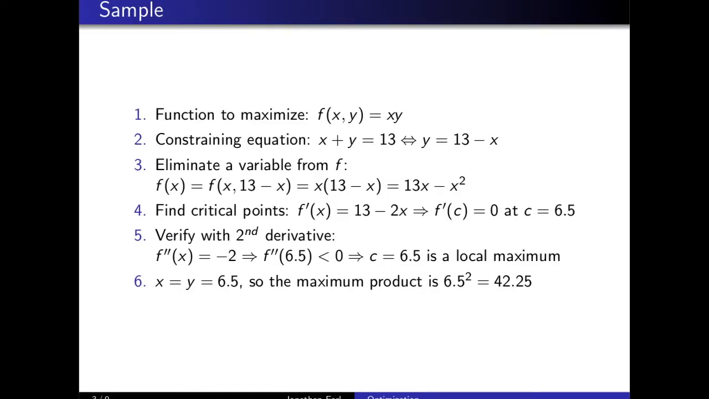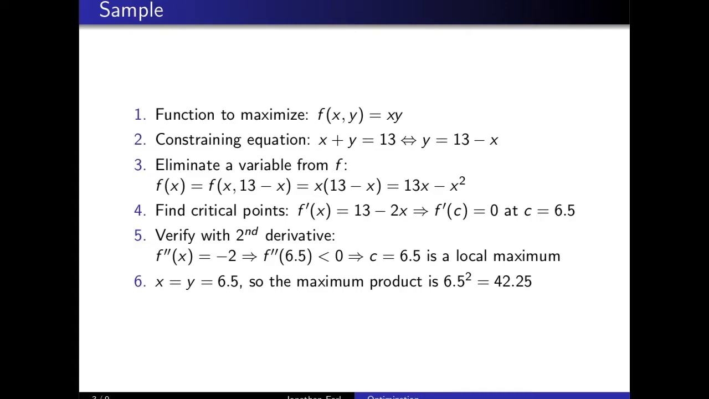Okay, so we can look at it like this. We have this function that we want to maximize. It's a function of two variables, x and y, and the function is just the product x times y. But we also know that x plus y has to be equal to 13, or another way to say this is that y has to be 13 minus x.